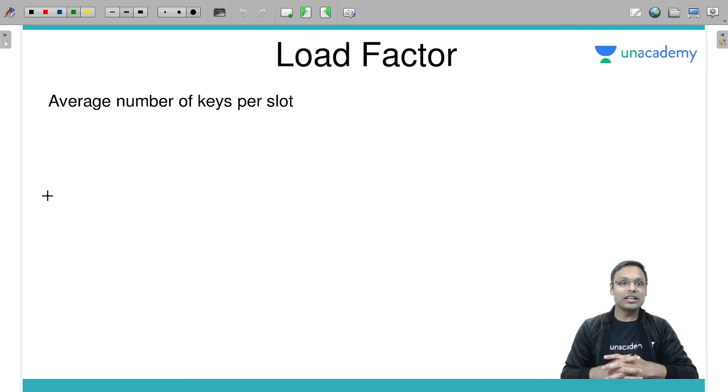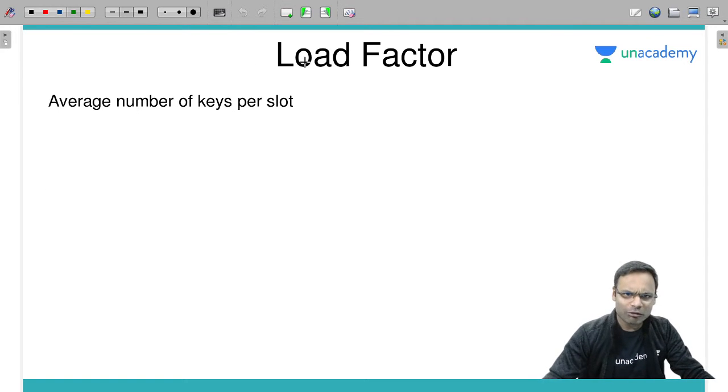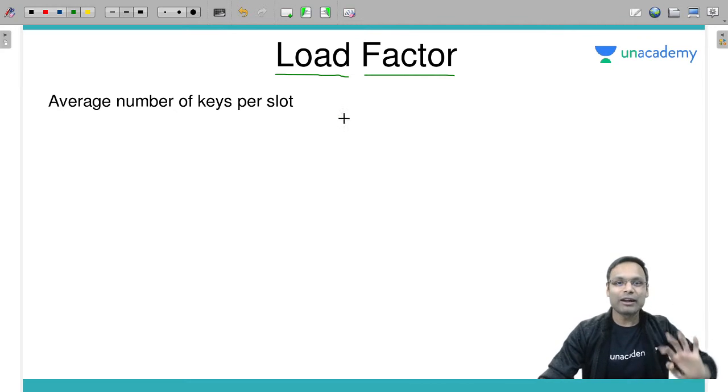Okay, now the next thing is load factor. First of all, the word itself says load and it's a factor. What is load factor?